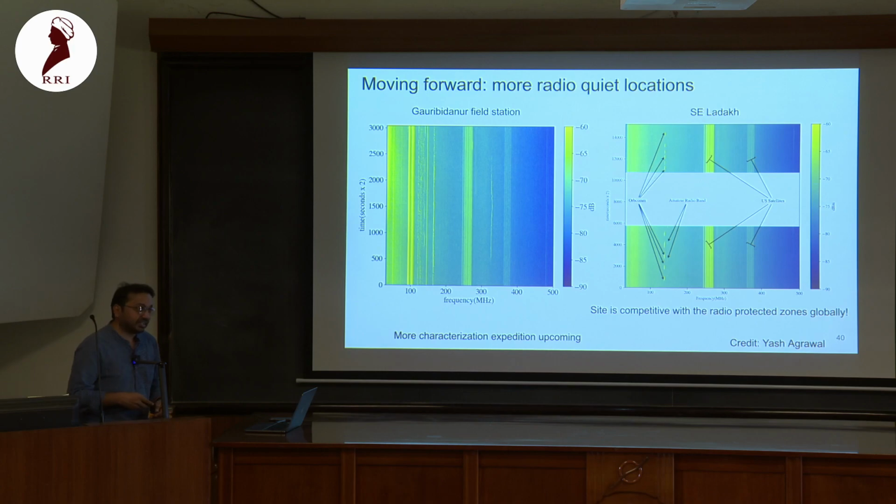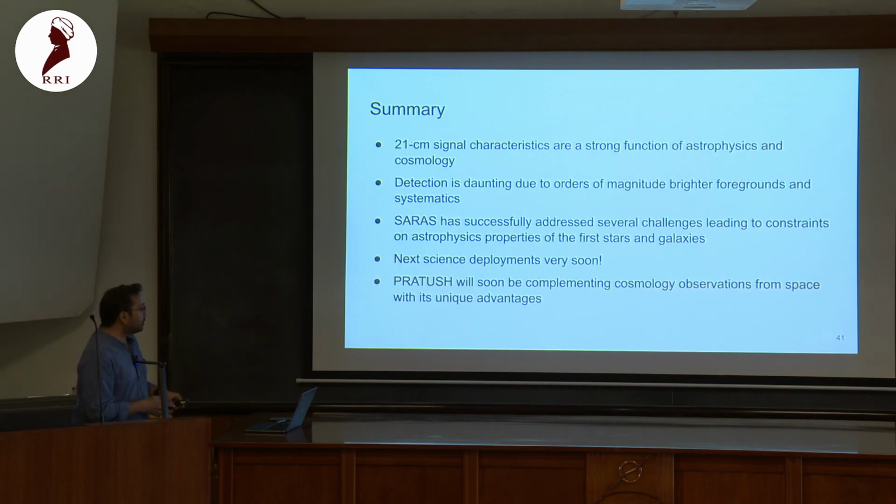So we have more characterization expeditions, which will eventually lead to the science deployments of Saras 3 in its upgraded edition. Just to summarize, we know the 21 centimeter signal is very promising, both the power spectrum and the monopole components. We are continuously trying to address all the problems associated with these detections. Saras has already successfully addressed several of those, and that has led to very strong astrophysical constraints. The next science deployments will happen very soon, and Pratush will very soon be complementing this from space, in more pristine environments. Thank you.